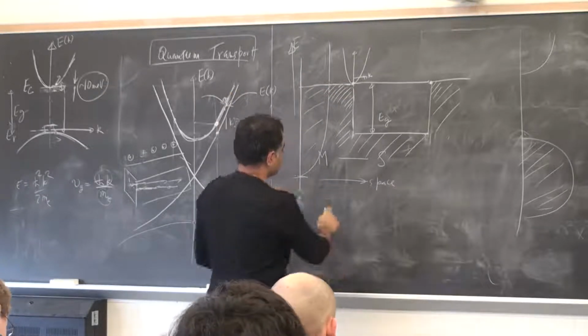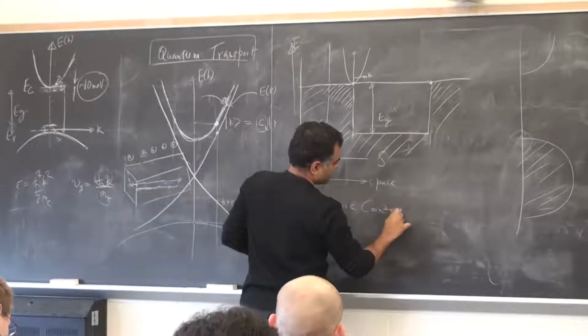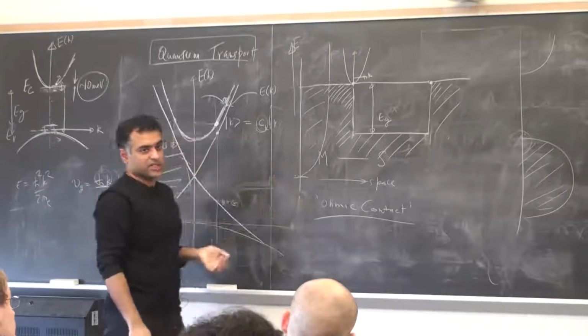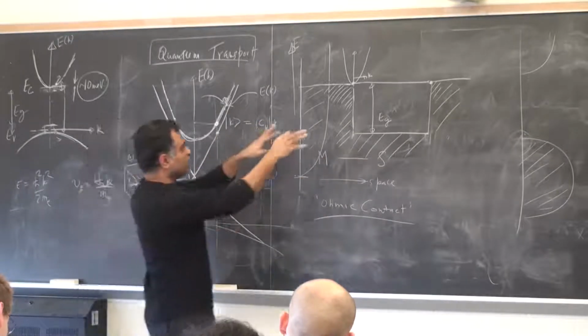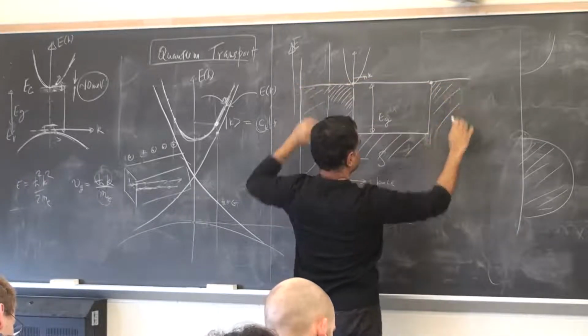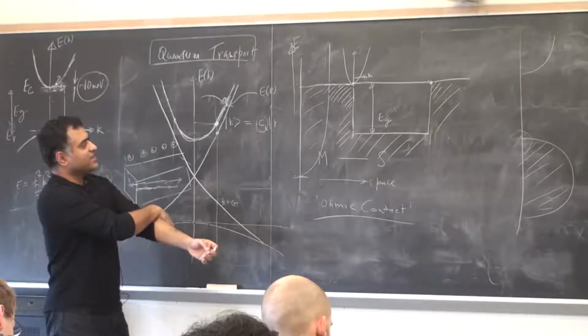This is called an ohmic contact, when there is no barrier for flow of electrons from metal into a semiconductor. That's an ohmic contact. There are no potential barriers. This is the energy that the electron would see if you were to go this way. Okay, so is that clear what I did here?